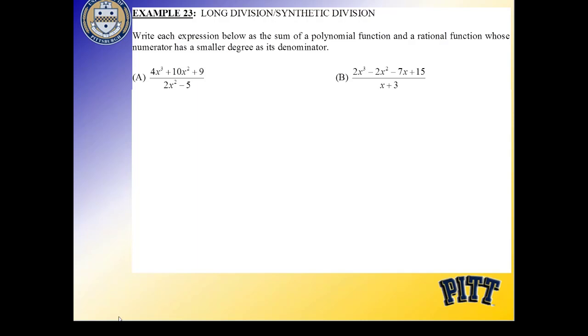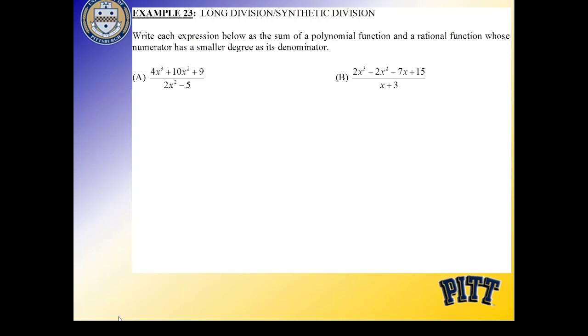Long division versus synthetic division. Because one of the things we're going to do in the process of sometimes finding that oblique asymptote is a long division. A long division of polynomials could be a long process.